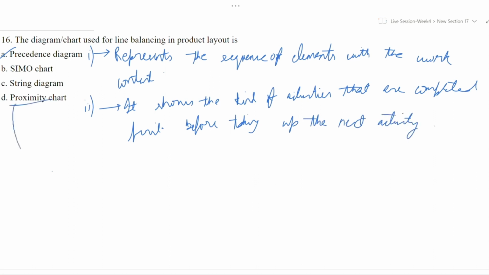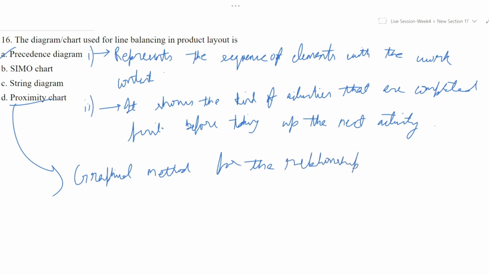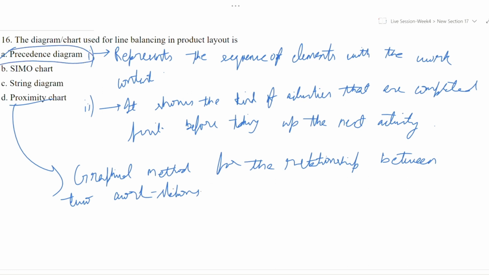Now, proximity chart, we already discussed, it is the graphical method for the relationship between two workstations. Correct option is precedence diagram. Moving to the next question.